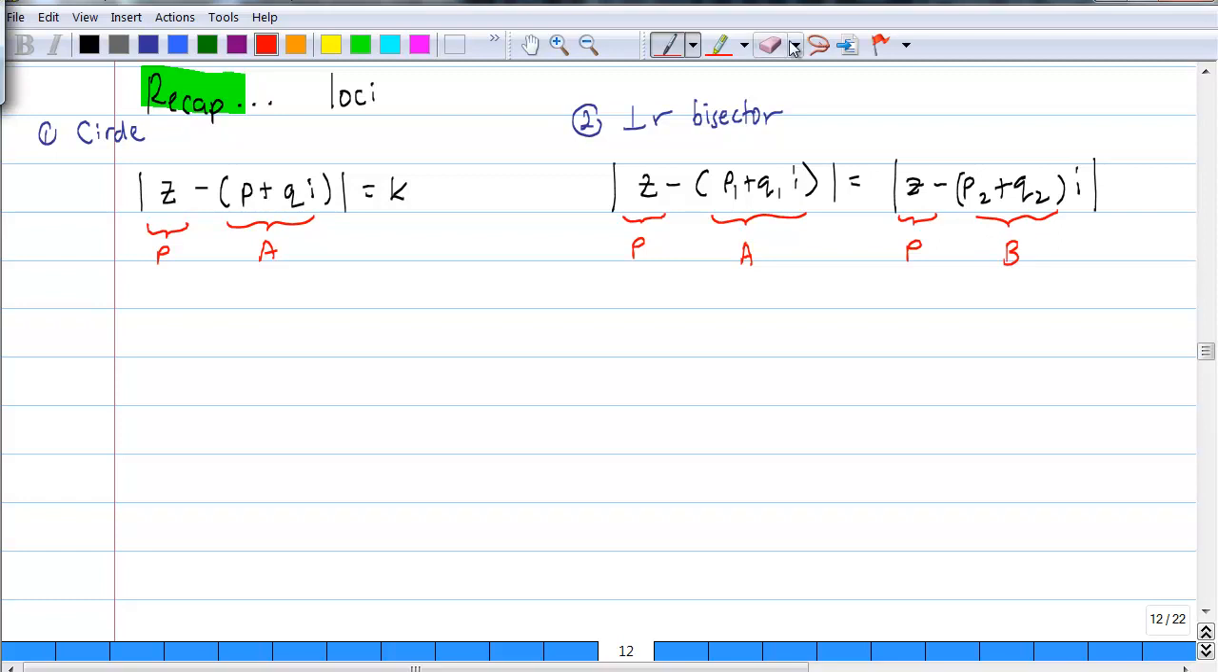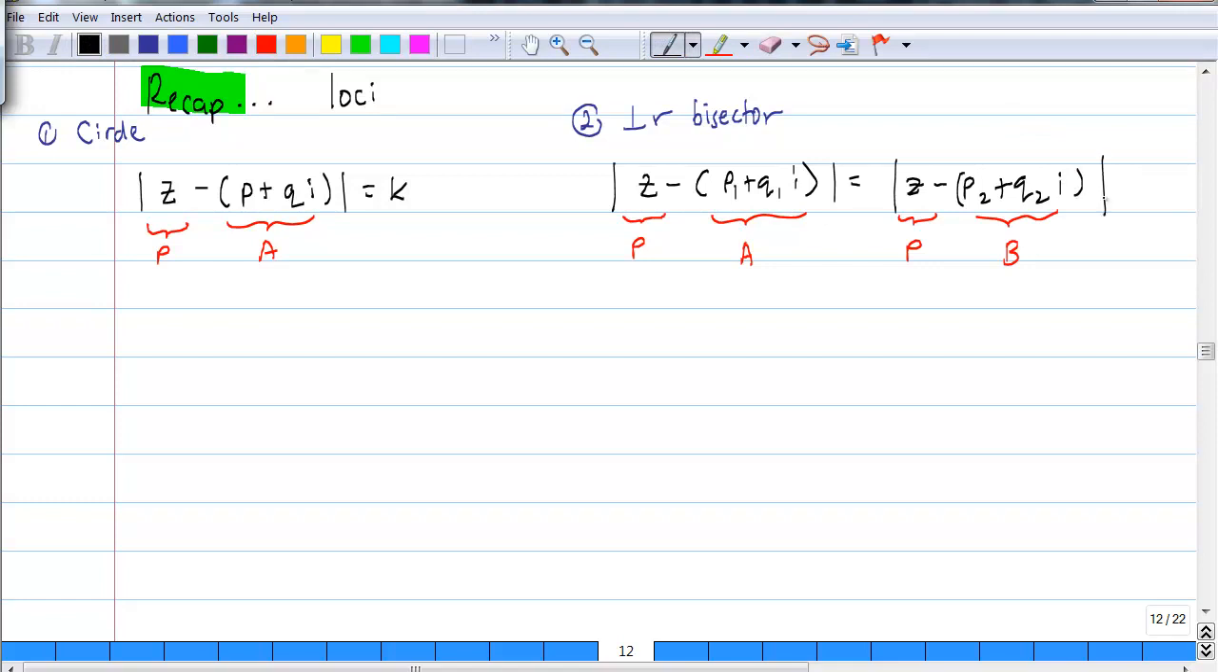Now I've made a bit of a mistake here. The i should be inside. Okay, let me just rectify that. p2 plus q2i, yeah. So p2 plus q2i. Okay, so that's the correct one.